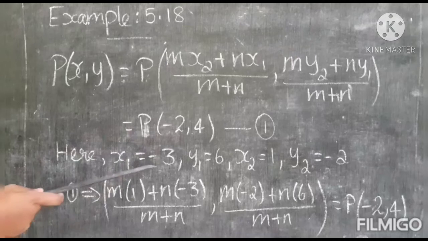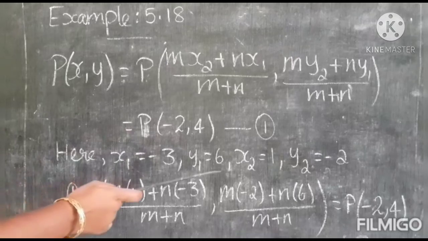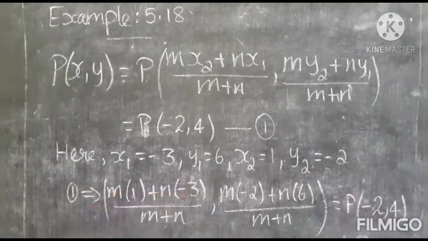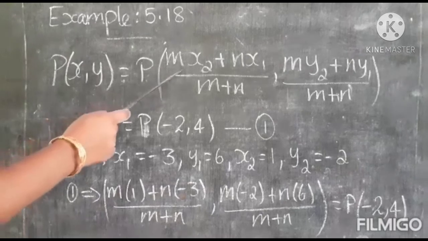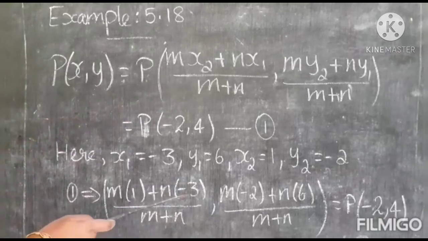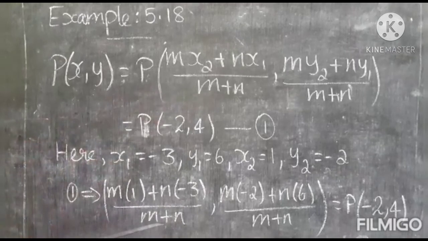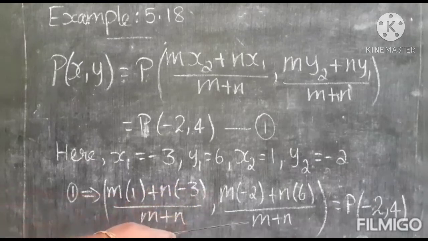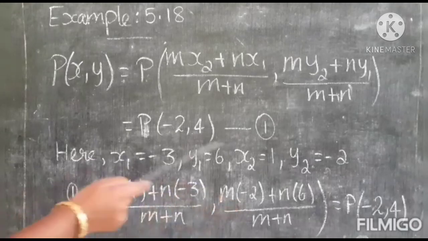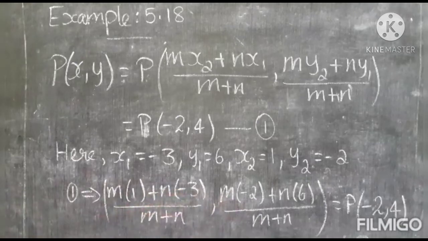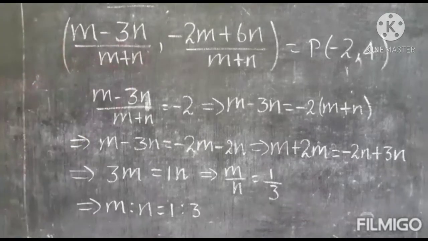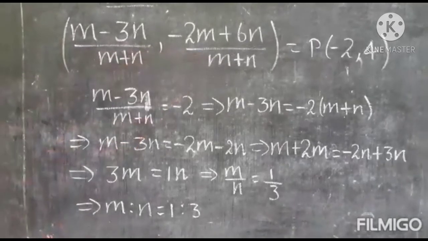Here x1 is equal to minus 3, y1 is equal to 6, x2 is equal to 1 and y2 is equal to minus 2. Equation 1 becomes (m into 1 plus n into minus 3) by (m plus n), comma (m into minus 2 plus n into 6) by (m plus n) is equal to P of (minus 2, 4), which implies (m minus 3n) by (m plus n), comma (minus 2m plus 6n) by (m plus n) is equal to P of (minus 2, 4).